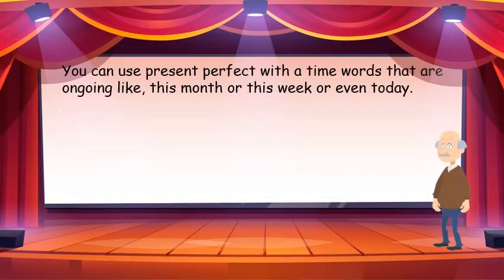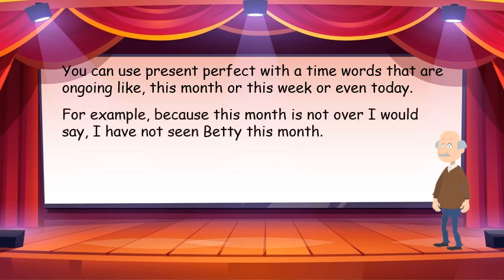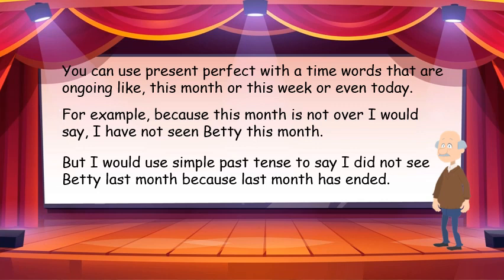You can use present perfect with time words that are ongoing, like this month or this week or even today. For example, because this month is not over, I would say, I have not seen Betty this month. But I would use simple past tense to say, I did not see Betty last month, because last month has ended.